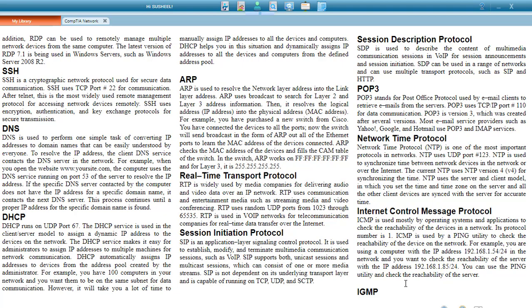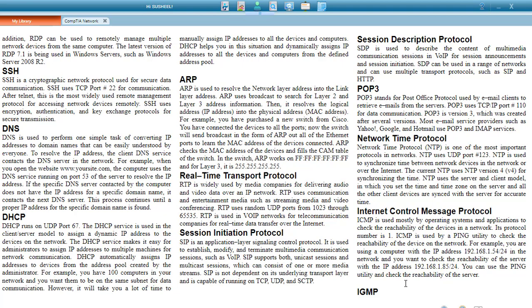For example, you have purchased a new switch from Cisco. You have connected the devices to all the ports. Now the switch will send broadcast in the form of ARP out all of the Ethernet ports to learn the MAC address of the devices connected. ARP checks the MAC address of the devices and fills the CAM table of the switch. In the switch, ARP works on FFFF.FFFF.FFFF for layer 2, and for layer 3, it is 255.255.255.255.